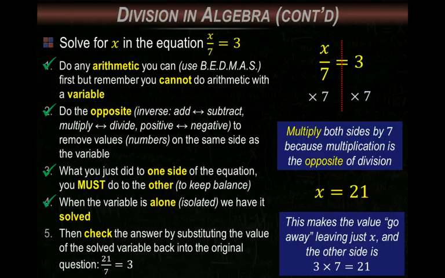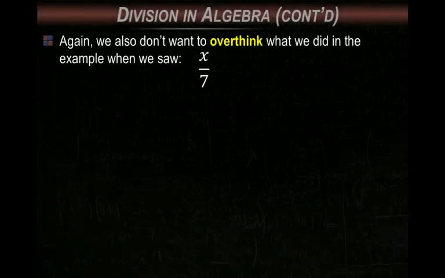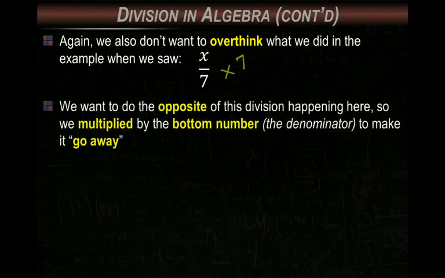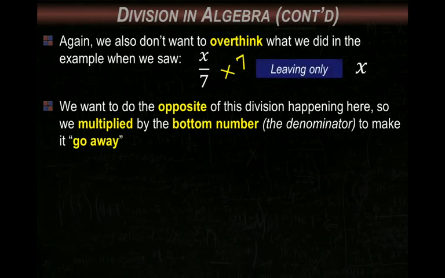And I can check it. You know what? 21 divided by 7 does, in fact, equal 3. Okay, so let's not overthink this. Don't think about it as fractions. Don't overthink exactly what's going on. But just know that you're doing the opposite. So when I see x over 7, that's division. I do the opposite, which is multiplication, to make it go away, leaving me with just x.